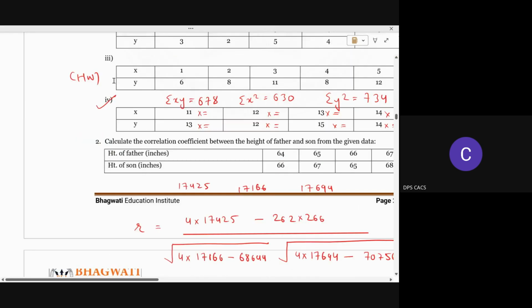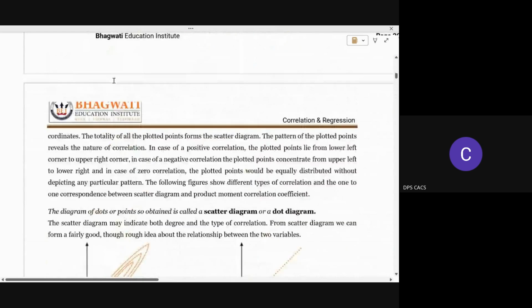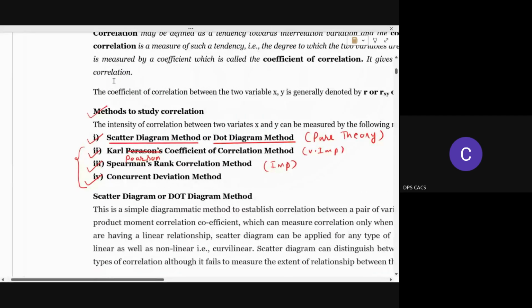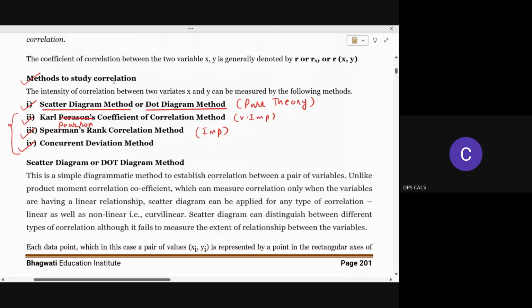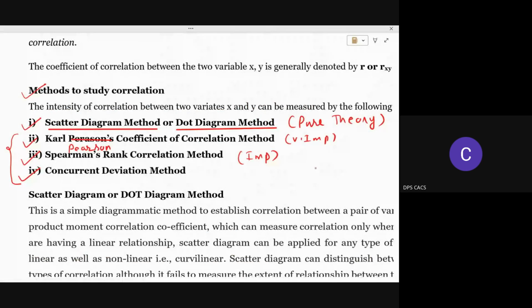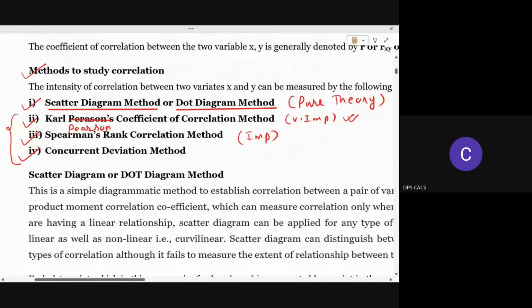Karl Pearson is over. If I come back to the first page of correlation, there were 4 methods, page number 201, and we completed method number 2. Very important in exam, Karl Pearson. Second method, Spearman, which is very easy. Write down the heading, rank correlation coefficient. Yes? Any doubts in Pearson? Okay. So give the heading rank correlation coefficient.